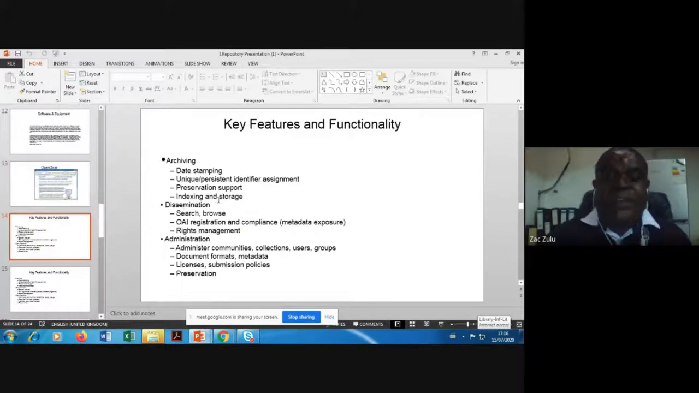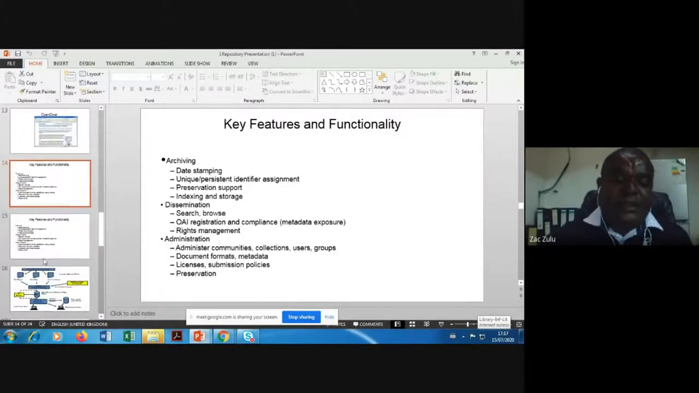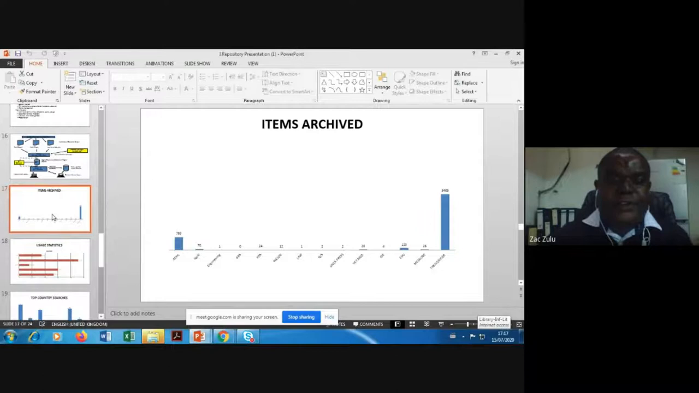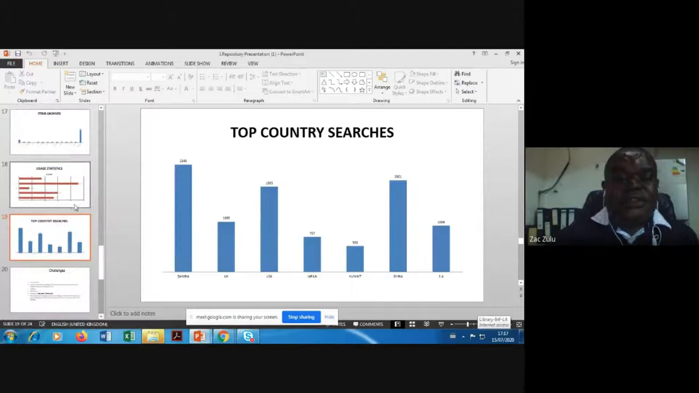So what are the key features of our IR? We do archiving, we disseminate, and there is also the administration of the communities. As of today, we have archived close to 6,000 documents. We have archived about 4,500 theses, that includes master's and PhDs, and we have 1,500 staff publications. That is our usage statistics.